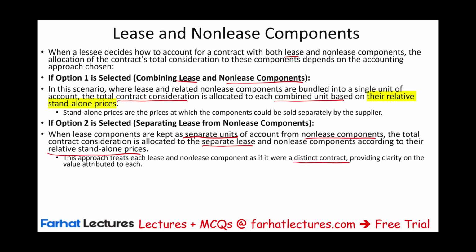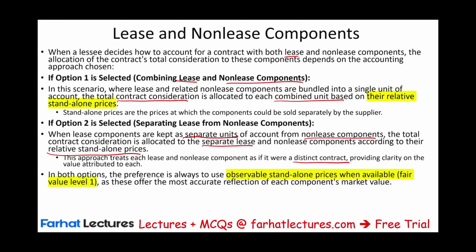Now, how do you figure out the standalone prices? It's great if you have them in both options. The preference is always to use observable standalone prices when available. It means there's a fair value, and specifically level 1, there are some assets that are very similar or almost the same, so you have this information.